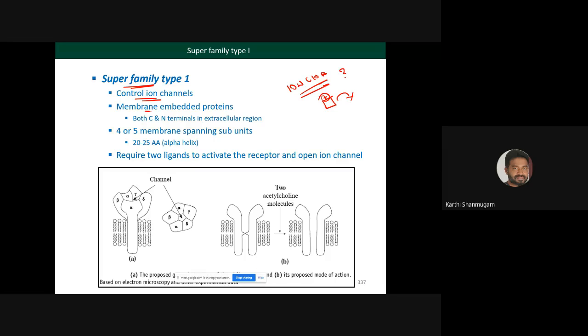So this protein is a membrane embedded protein. We already discussed this, right? The structural feature is that it has 4 to 5 membrane spanning subunits. The literal meaning of this is, if you assume that this is the cell membrane, this family of proteins has exactly 4 or 5 transmembrane helices, which are interconnected through loops.